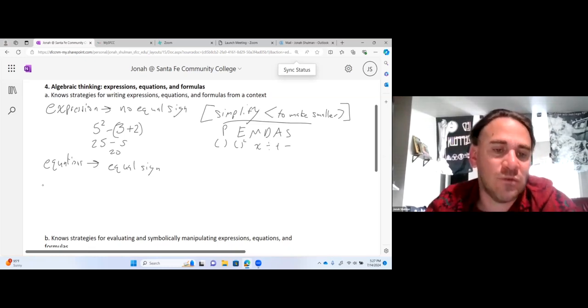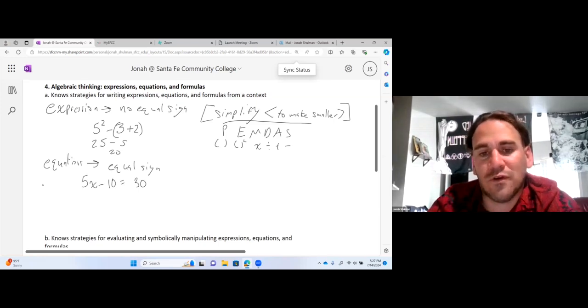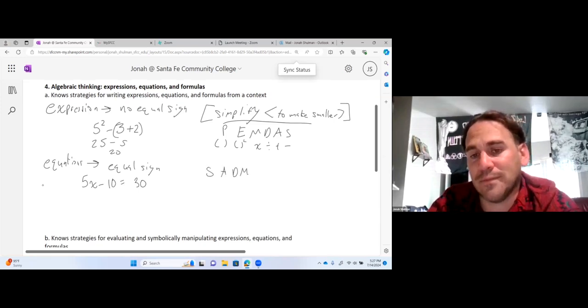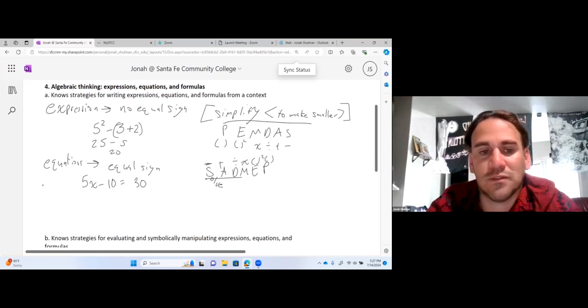But now once you have an equal sign, right? Let's say it's something simple like 5x minus 10 equals 30, right? Real simple. This is one we're going to use. I came up with this. It's SADMAP. It happens most of the time because solving makes us sad. So usually we're going to subtract or add before we divide or multiply, before we do exponents and parentheses.